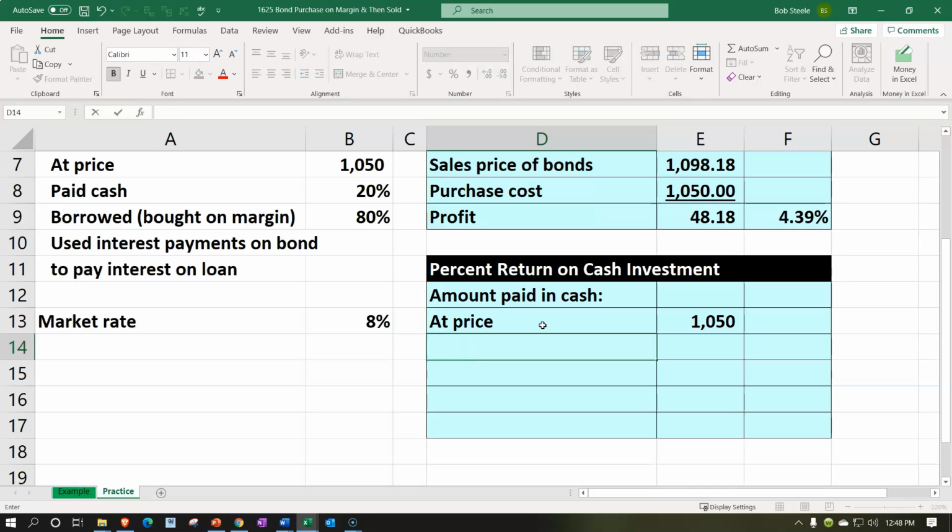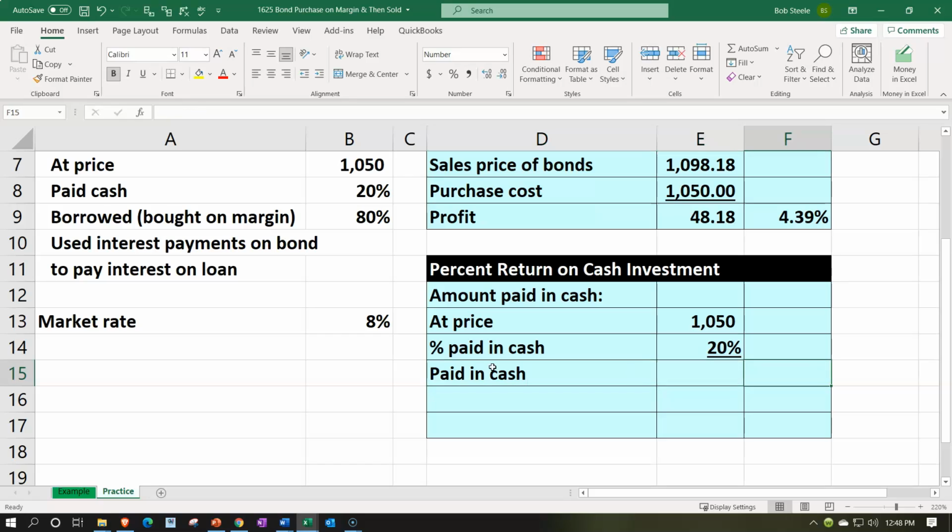Let's do it this way. Percent paid in cash was 20% equals the 20%, making that a percent by going to the number group, percent, underline, font group, and underline. That's going to give us the paid in cash amount, which is going to be equal to the 1,050 times the 20%. So we actually only paid 210. We're going to say numbers, adding a couple decimals. The difference between that and the purchase price we financed, the other 80%.